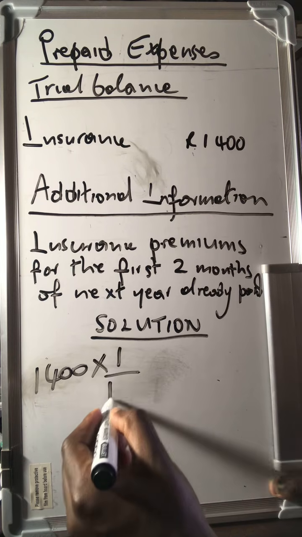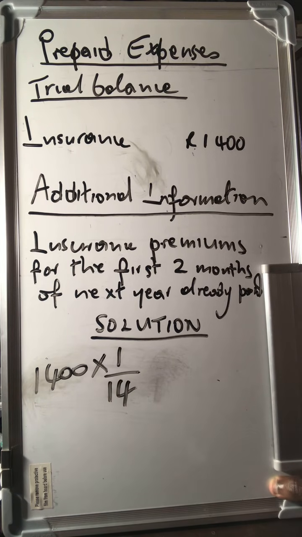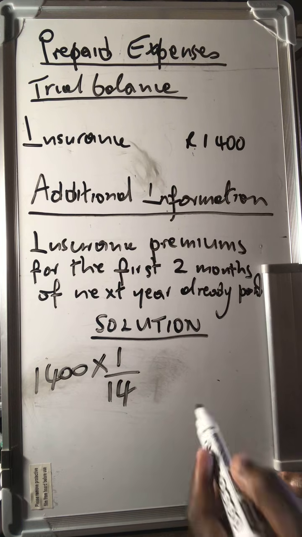over 14 months. Why are you dividing by 14 months? Because you are told that this 1,400 is not for 12 months but for 14 months. How so? Your financial year is 12 months, but you've paid for the first 2 months of the next financial year. 12 months plus 2 months gives you 14 months. Hence, we're dividing by 14 here.